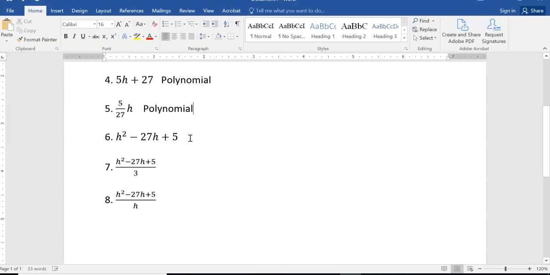H squared minus 27h plus 5, that is a polynomial. H squared minus 27h plus 5, all divided by 3, is a polynomial. Notice that all of our variables are up here in the numerator, so we're never dividing by a variable. All of them have nice non-negative exponents. And then this last one, number 8 here, is not a polynomial because of the dividing by h.